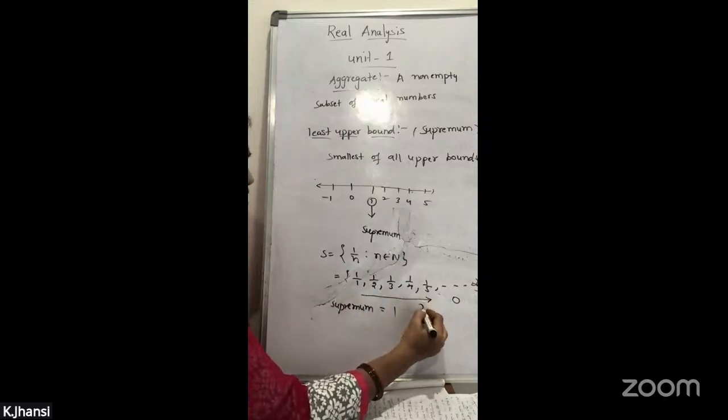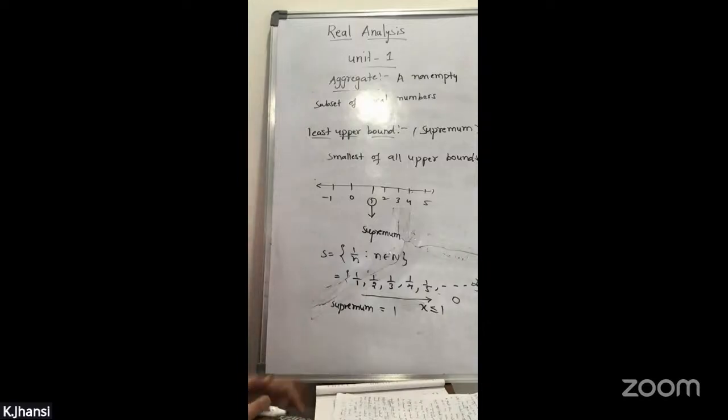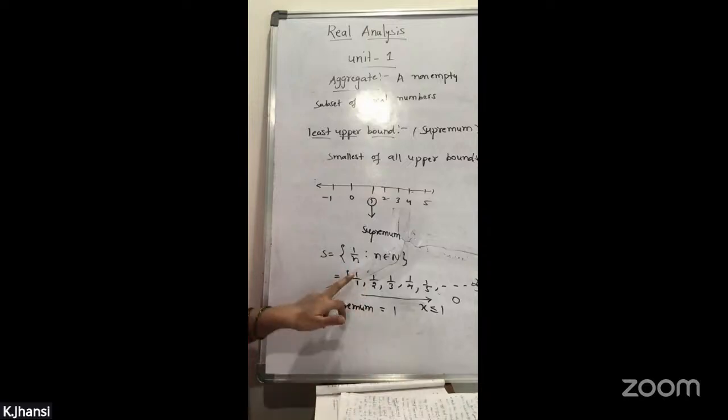Why? Because each and every element of the set is less than or equal to 1. So this element is called the supremum. It is an upper bound and it is the least one. You may have the numbers 1.5, 2, 2.5 and other upper bounds, but from all those upper bounds, this is the least one. That's why we call it the supremum of this set.